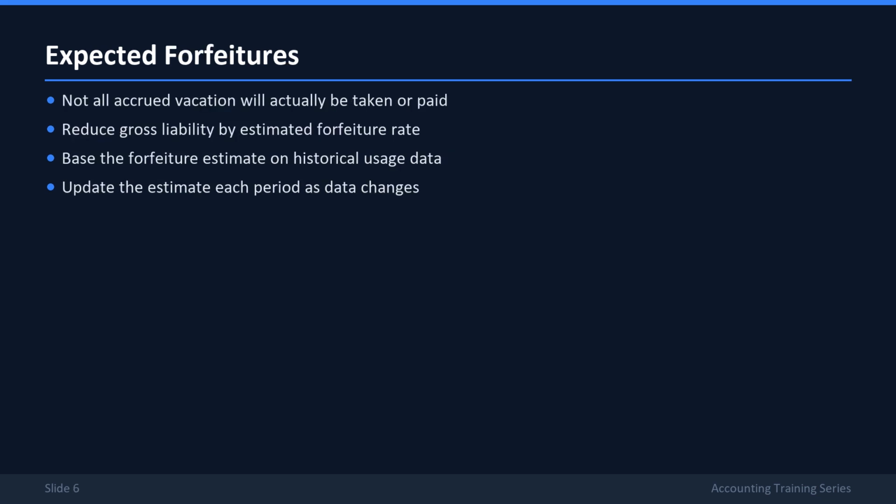In practice, not all accrued vacation balances are actually used or paid out. Some employees resign without taking all their leave. Some forfeit balances under use-it-or-lose-it caps. For policies that include forfeiture provisions, the gross vacation liability should be reduced by an estimated forfeiture rate. This estimate must be grounded in historical experience, for example, the percentage of accrued balances that have not been used or paid over recent periods. The forfeiture estimate should be updated at each balance sheet date as new information becomes available.